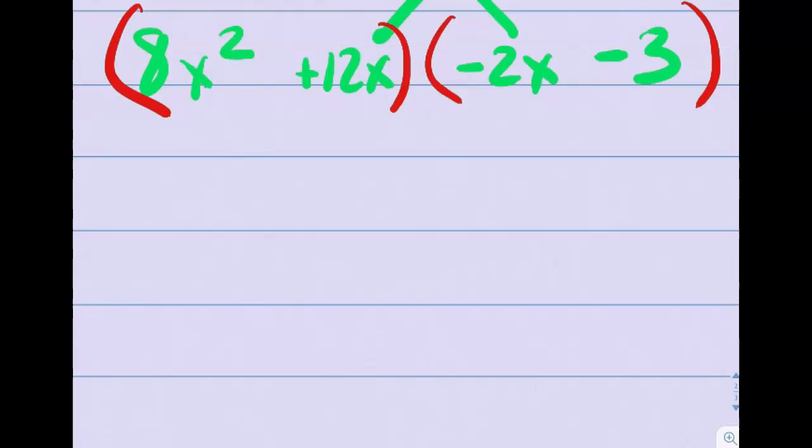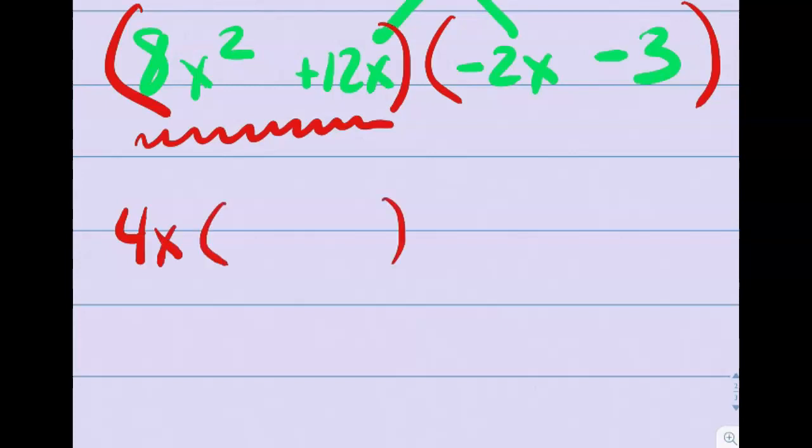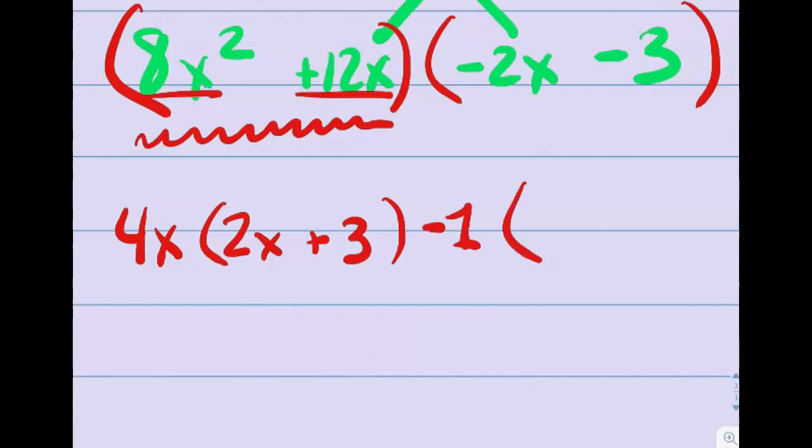So it looks like I can take a 4x out of this one. And that leaves me with, if I divide this by 4x and this by 4x, it leaves me with 2x plus 3. And here's that same situation again. Look, I have to take something out, so I'm going to take out a -1 again. And when I divide by -1, that's going to leave me positive 2x, positive 3.